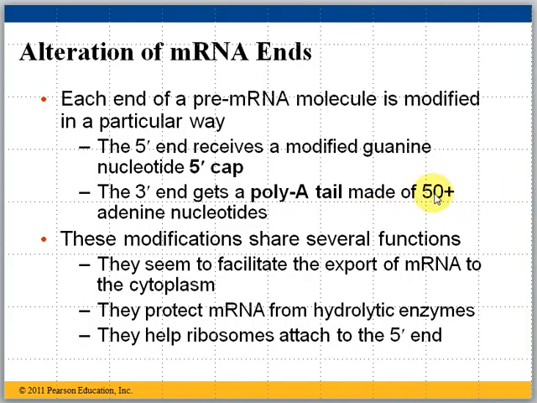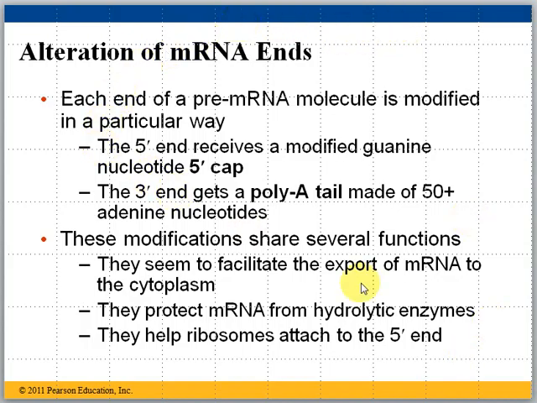sometimes 50 or 100 additional adenine nucleotides. And the function of modifying these two ends seems to be a couple different reasons. Number one, it seems to help the export of the messenger RNA into the cytoplasm, and it seems to protect the messenger RNA from some of the various enzymes that are floating around in there. If those enzymes start to break down the strand, they'll probably break down a lot of the extra adenines on the end first before they actually get to the information. And then it also helps the ribosomes attach to the proper 5' end of the messenger RNA.